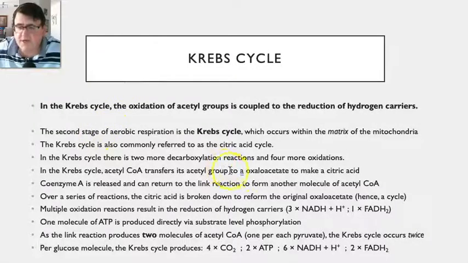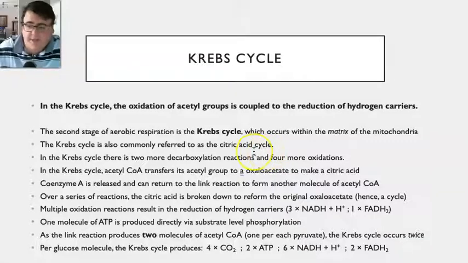So the Krebs cycle itself, I'll just move the camera out of the way. In the Krebs cycle, this is the second stage of aerobic respiration, and it occurs within the matrix of the mitochondria. It's also commonly referred to as the citric acid cycle. So some people say Krebs cycle, some people say citric acid cycle. In the Krebs cycle, there's 2 more decarboxylation reactions and there's 4 more oxidation reactions.